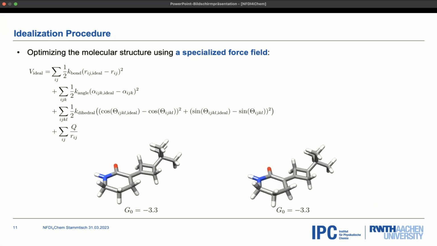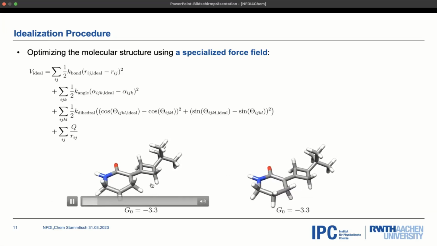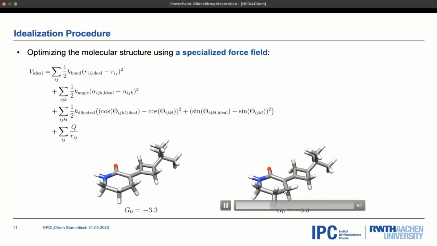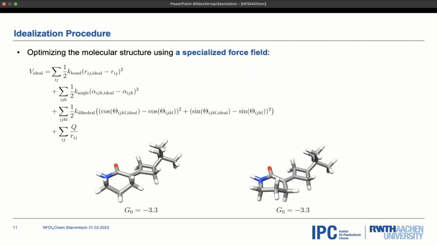You could of course say this is really not a physical structure, right? We make this ring flat here. This doesn't make any sense, but we want to describe chirality here, and we still have the same information. We know we have here a plane, and this group here is above that plane, and this information is not really lost.